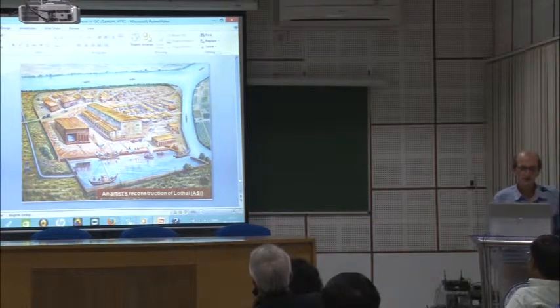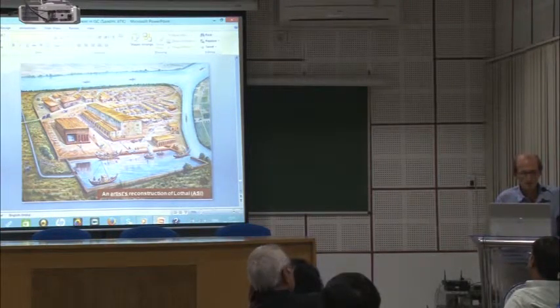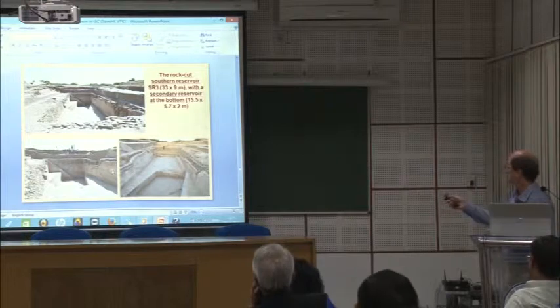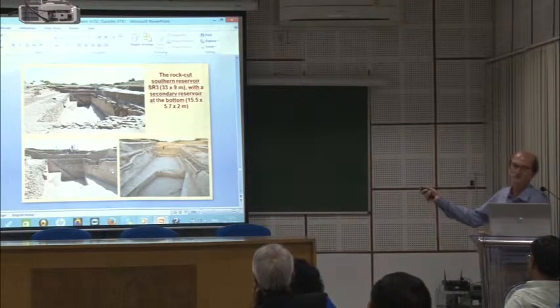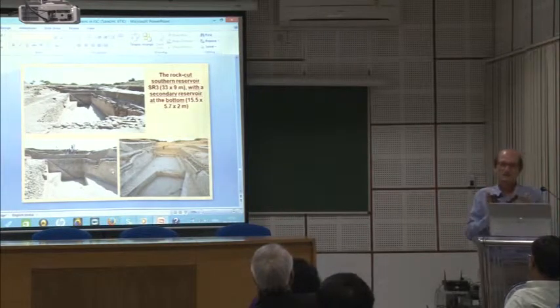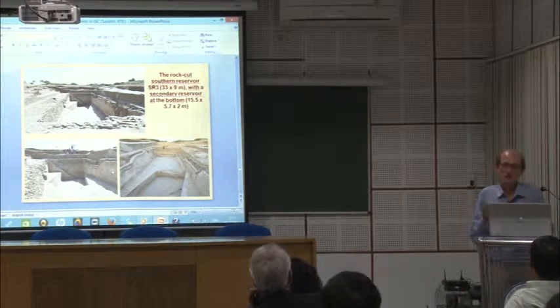Oh, the rock cut. I'm sorry, I didn't hear properly. The rock cut reservoir is actually rectangular, barring a few centimeters here and there. But the secondary reservoir, for some reason, has been carved out at an angle with the first. Why? We have absolutely no idea.